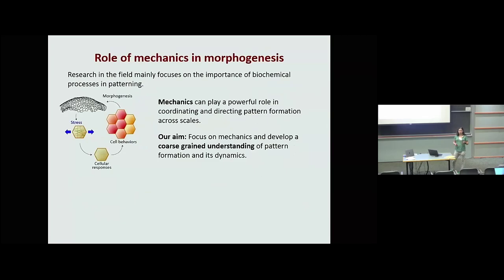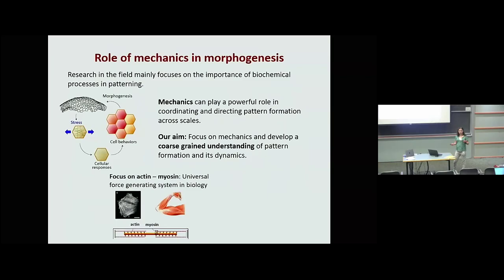And so generally, research in the field tends to focus on the importance of biochemical factors in patterning. But it's becoming increasingly apparent that mechanics can play a powerful role in pattern formation and especially in coordinating it across scales. And so our aim is, by focusing on mechanics, to try and develop a coarse-grained understanding of pattern formation and its dynamics. For this, we take two main approaches. One is focusing on actin and myosin, which are a universal force-generating system in biology. And the other is applying mechanical perturbations.